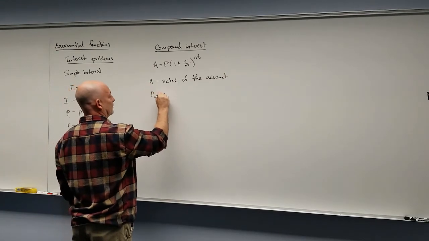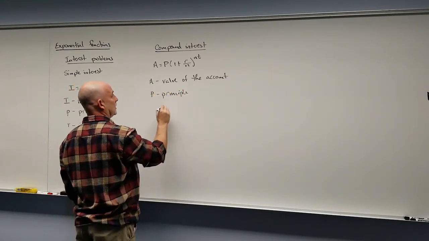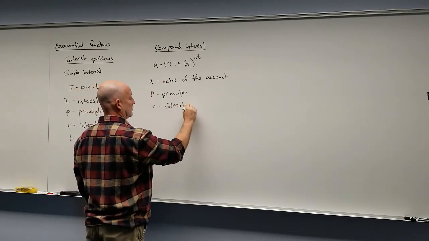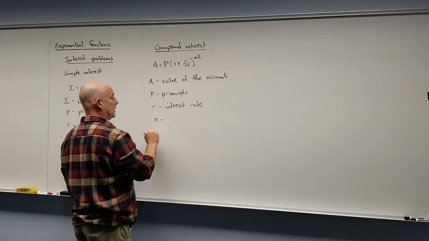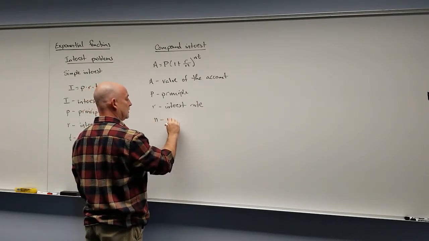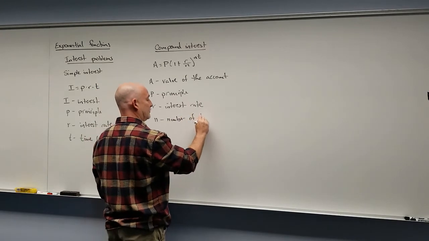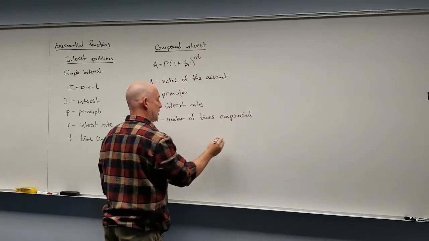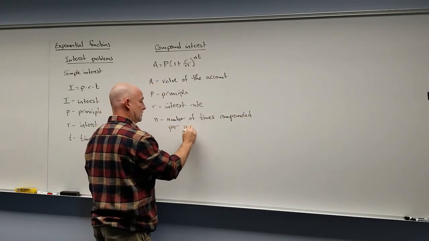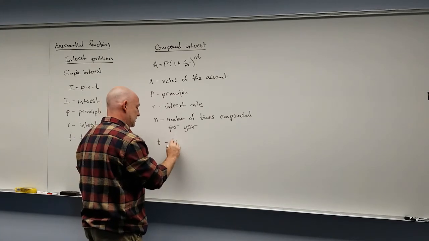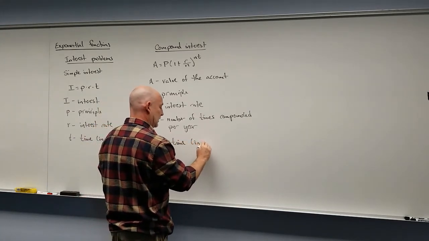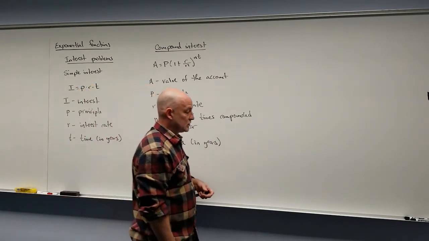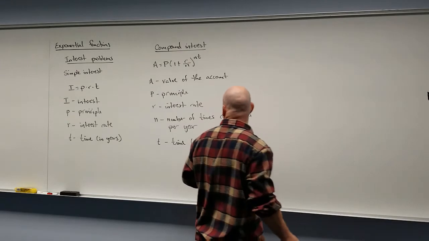P is still principal. R is still our interest rate. N, that's a new letter up here. N is the number of times compounded per year, and T again is time, and again it has to be in years. So if you're given your time in months or weeks or days, you're going to have to convert that to years to use this formula.